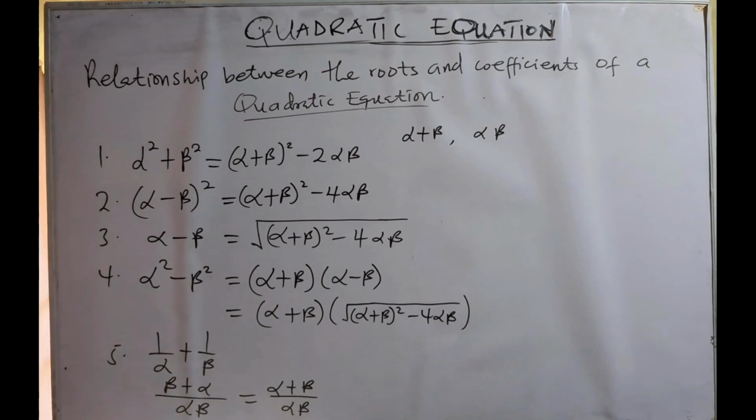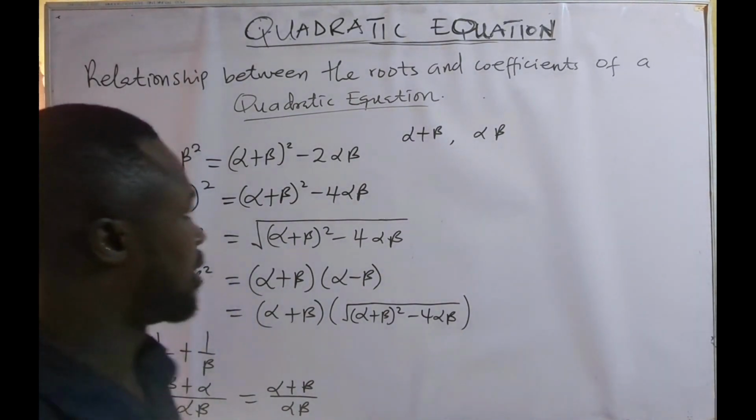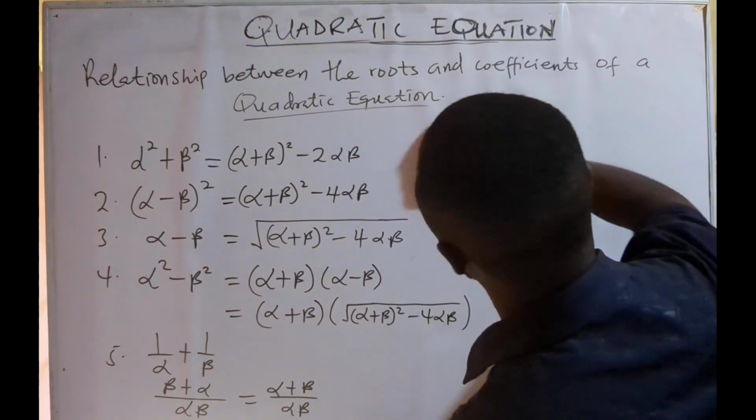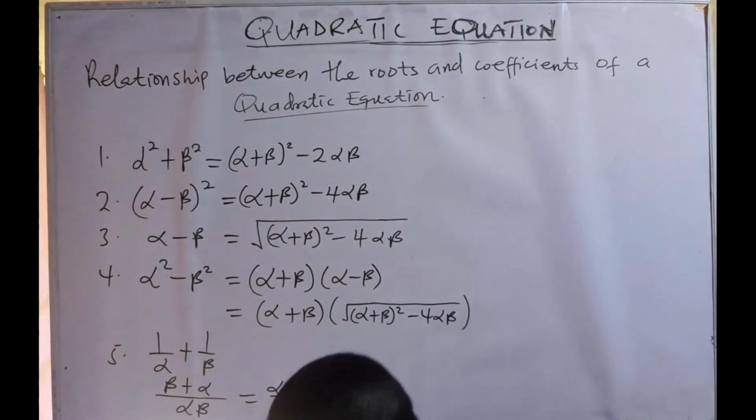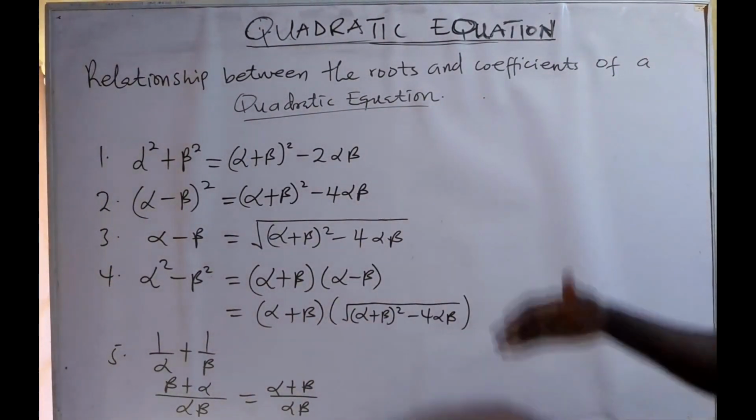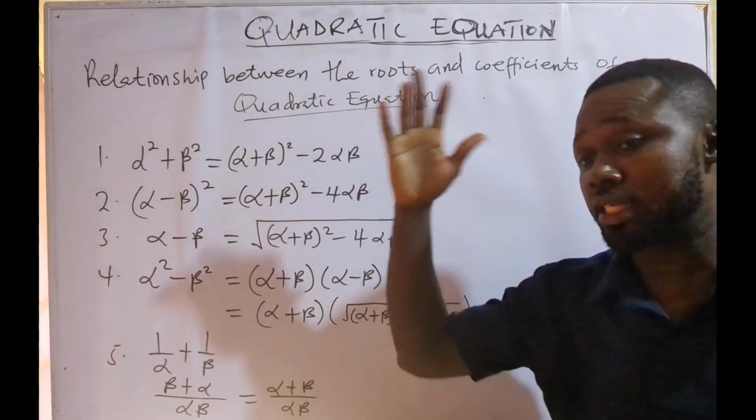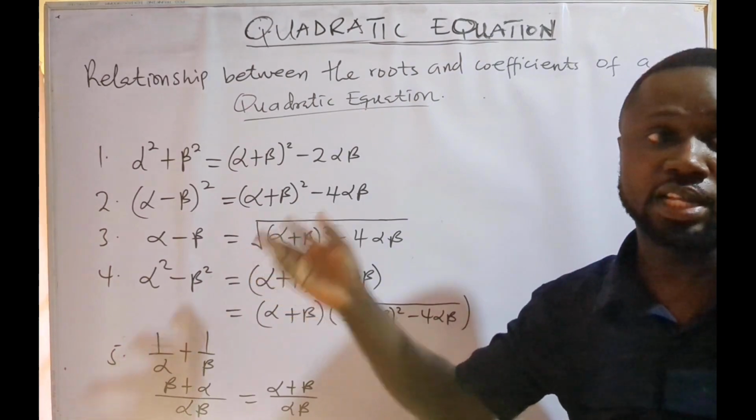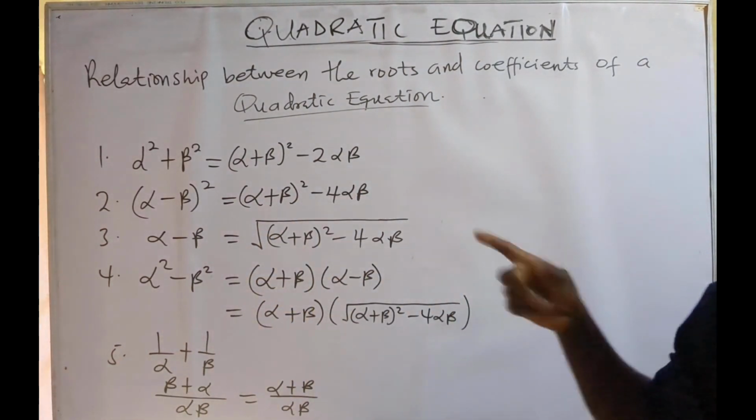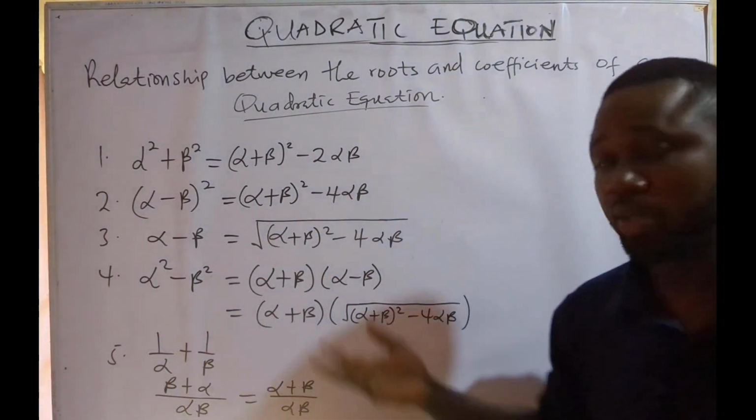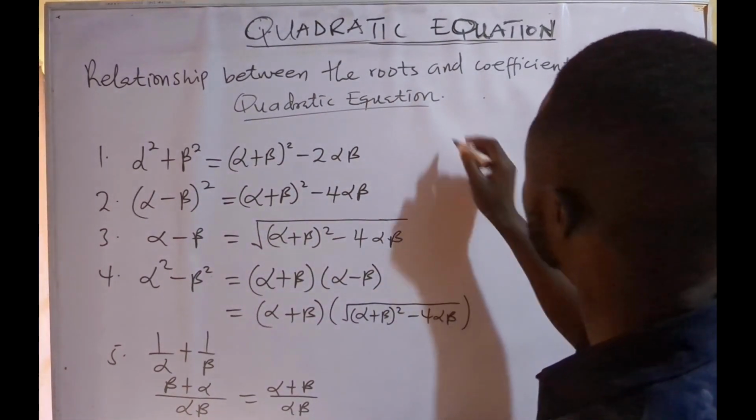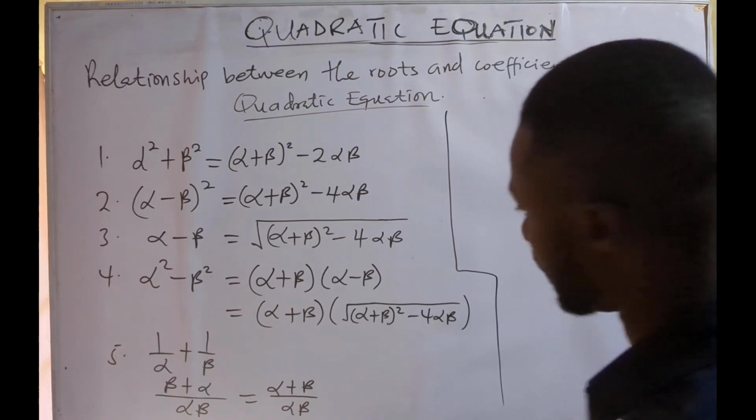So here I have the sum, alpha plus beta, and I have the product, alpha beta. All that we are doing is making sure that you get the sum and the product, that is alpha beta and alpha plus beta, either both or any of them, so that we can solve.